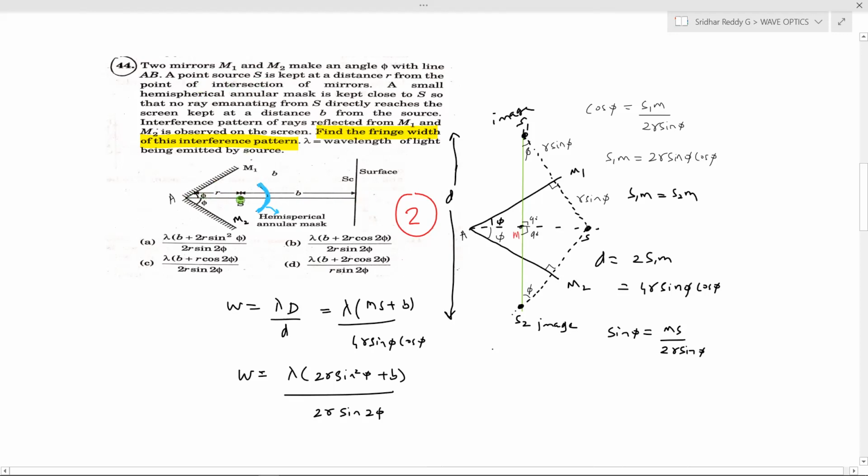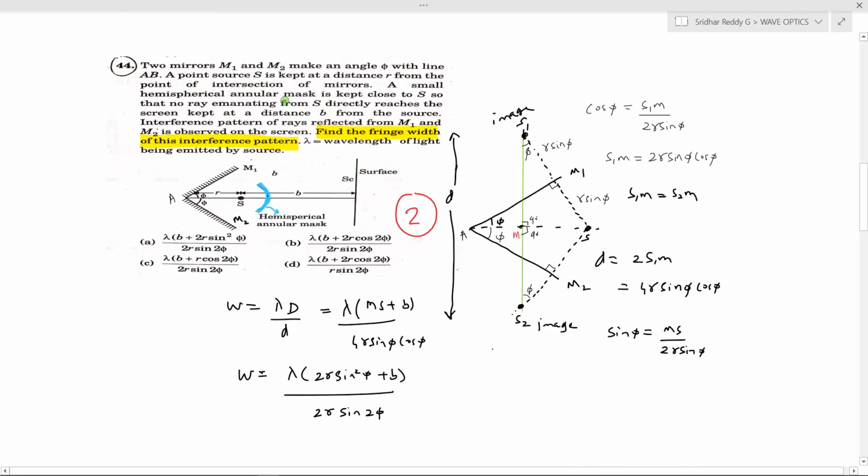A point source S is kept at a distance R, a small r from the point of intersection of the two mirrors. A small hemispherical annular mask will block the light. It will not permit the direct light to reach the surface or a screen.